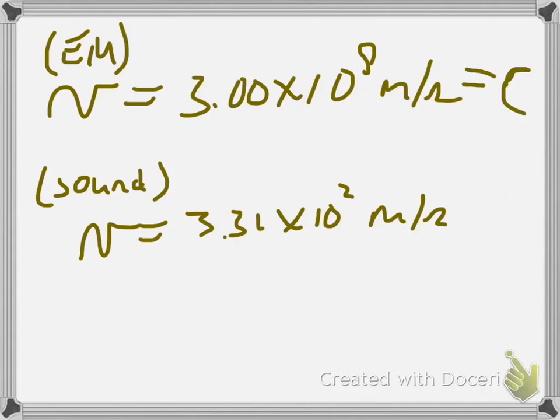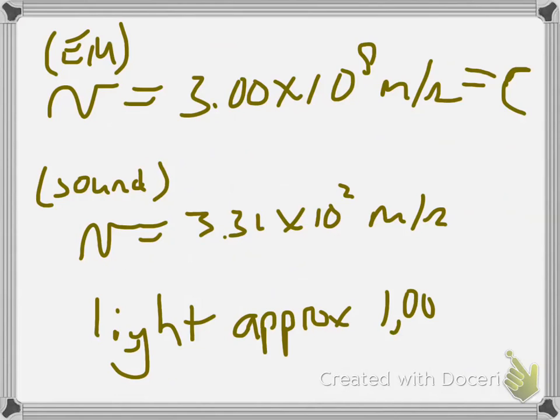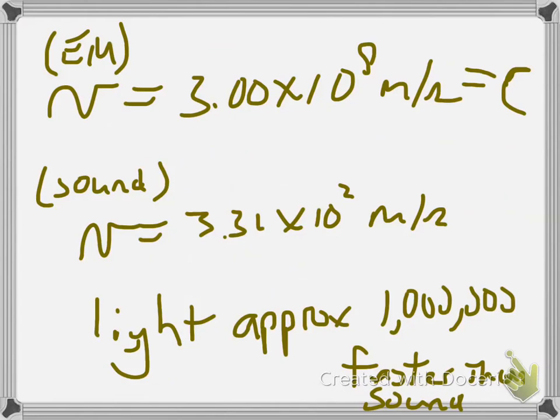Okay. Now, as you can see, light is approximately 1 million times faster than sound. So that's why you typically see things, well, not typically, you see things before you hear them. Okay, lightning and thunder happen at the exact same time, but you see the lightning before you hear the thunder.